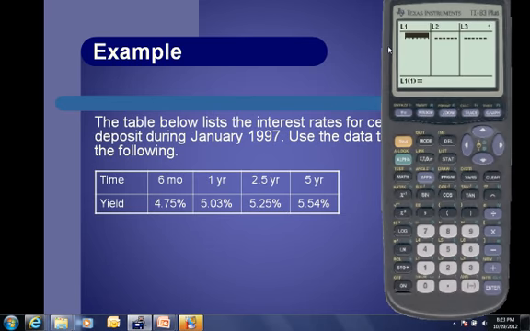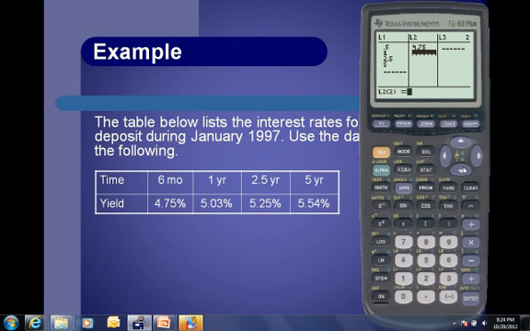Because they give us times in months and years, I'm going to just do everything in years, but the first one, 6 months, I'm going to call that 0.5 of a year. The second one would be 1 year, the third one would be 2.5 years, and the fourth one would be 5 years. Then on the second list we've got 4.75. The second one is 5.03. The third one is 5.25. And the fourth one is 5.54.